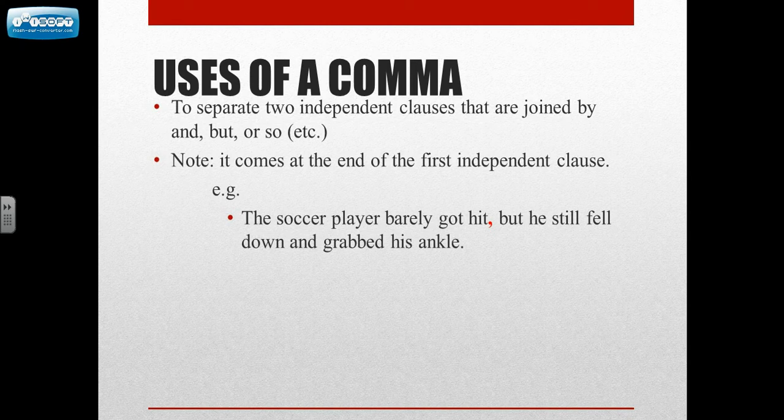And I tried to exaggerate that pause a little bit more, just so that you can see there's a break whenever you have a comma. So the soccer player barely got hit, but he still fell down and grabbed his ankle. So you've got a full independent clause with the soccer player barely got hit, and you've got another independent clause, he still fell down and grabbed his ankle, and you've got a comma in between the two of them.